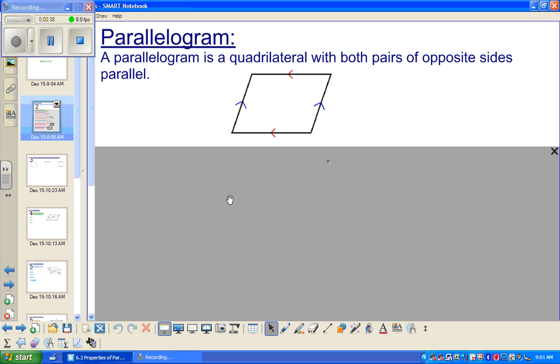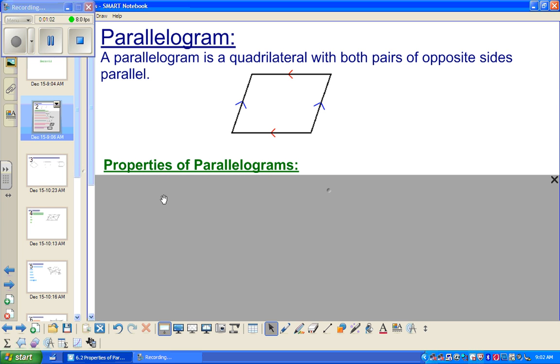So today we're going to talk about parallelograms. A parallelogram is a quadrilateral with both pairs of opposite sides parallel. So that's the definition of a parallelogram. If you're given something's a parallelogram, the definition says it's a quadrilateral, so a four-sided polygon with both pairs of opposite sides parallel. I'm going to go over some properties of parallelograms now.